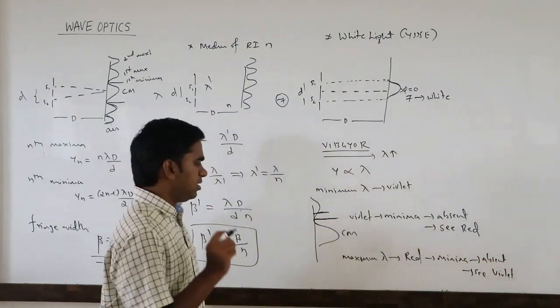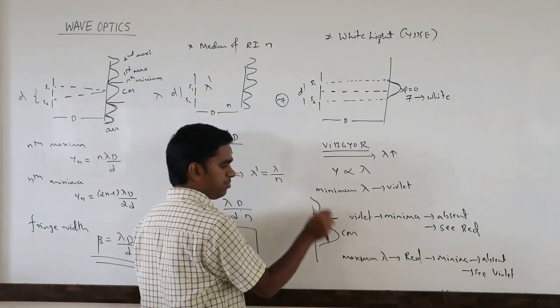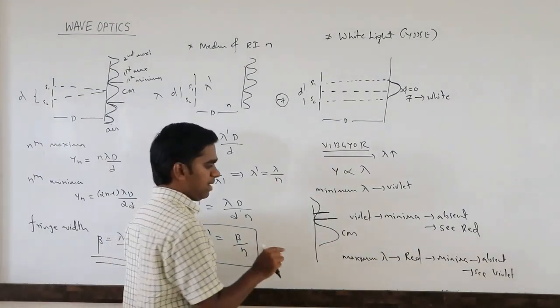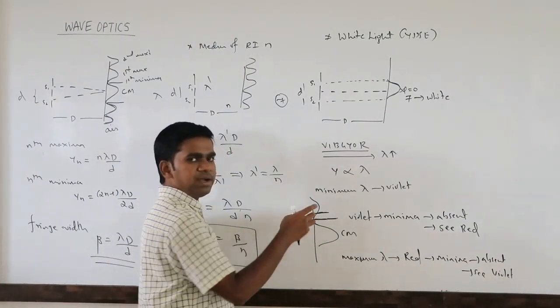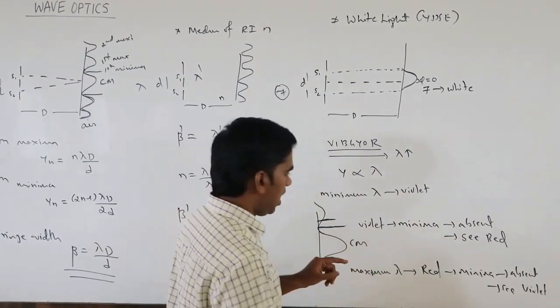Are you getting? What we are saying is, even though it is minima, you cannot see that particular wavelength, but you can see other wavelengths. In monochromatic light, what will happen? In the minima, you can't see anything. It is complete dark. But here it won't happen like that.